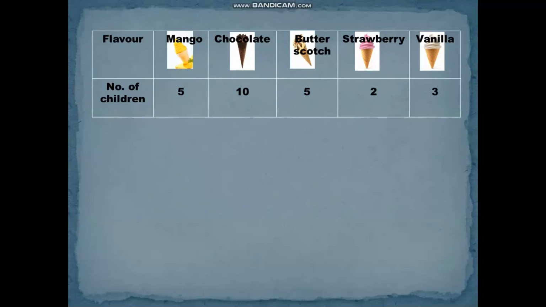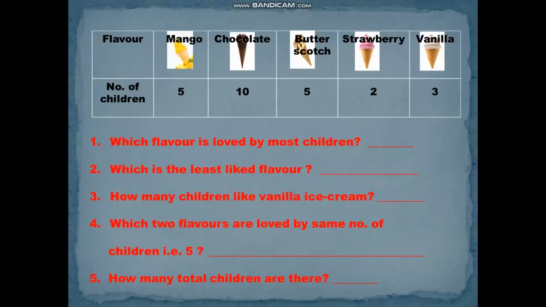Here we can see some ice creams, means different flavors of ice creams, and then we have the number of children who love these flavors. Means mango is loved by 5, chocolate by 10, butterscotch by 5, strawberry by 2 and vanilla by 3. So this is the data. Now we want further information. We have these questions here and we want these answers.